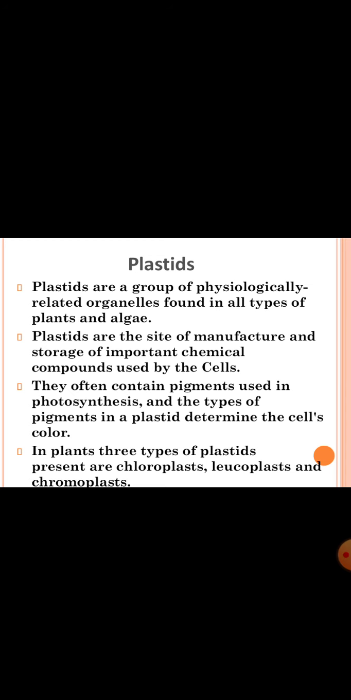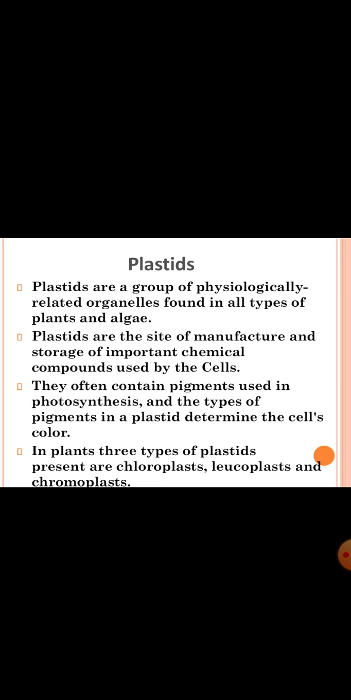First of all, it is only present in plant cells. These may be oval, spherical, or disc shaped. Clear? Plastids are a group of physiologically related organelles found in all types of plants and algae, and these are the sites of manufacture and storage of important chemical compounds used by the cell. They often contain pigments responsible for coloration, used in photosynthesis, such as chloroplast, and the type of pigment in a plastid determines the cell's color.